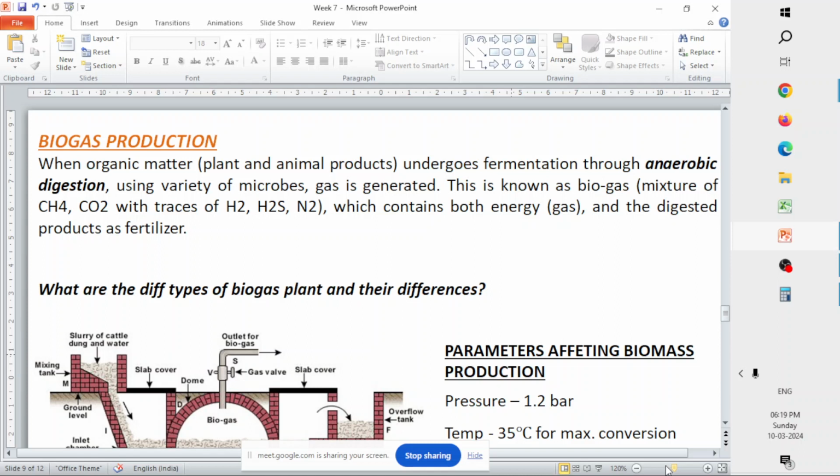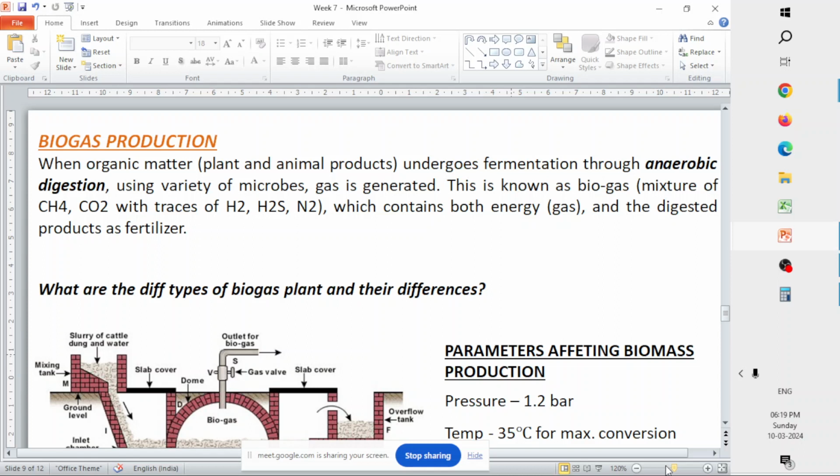Predominantly what you will be generating is the CH4 and CO2, which contains energy from the gas, and then the digested product is used as a fertilizer. So this is one of the advantages, if you see, for the anaerobic digestion process.